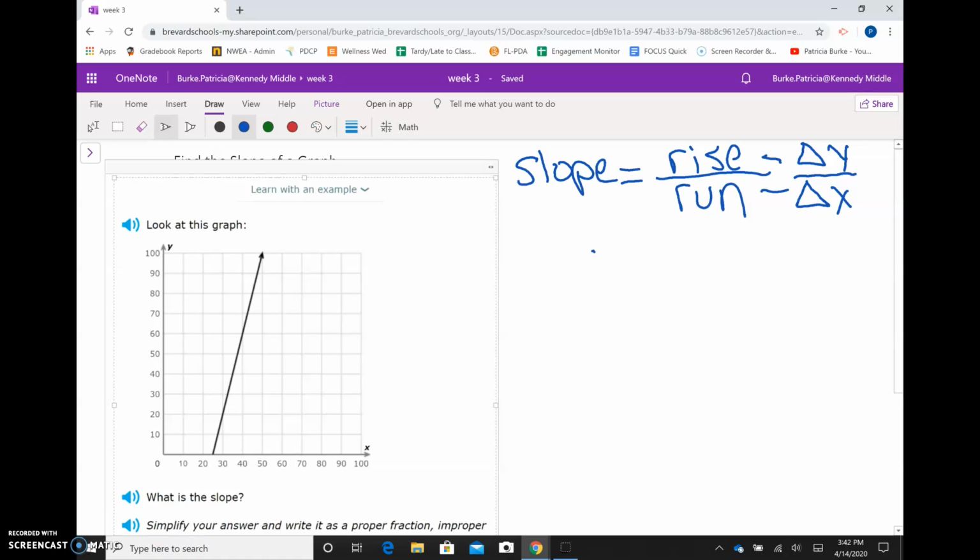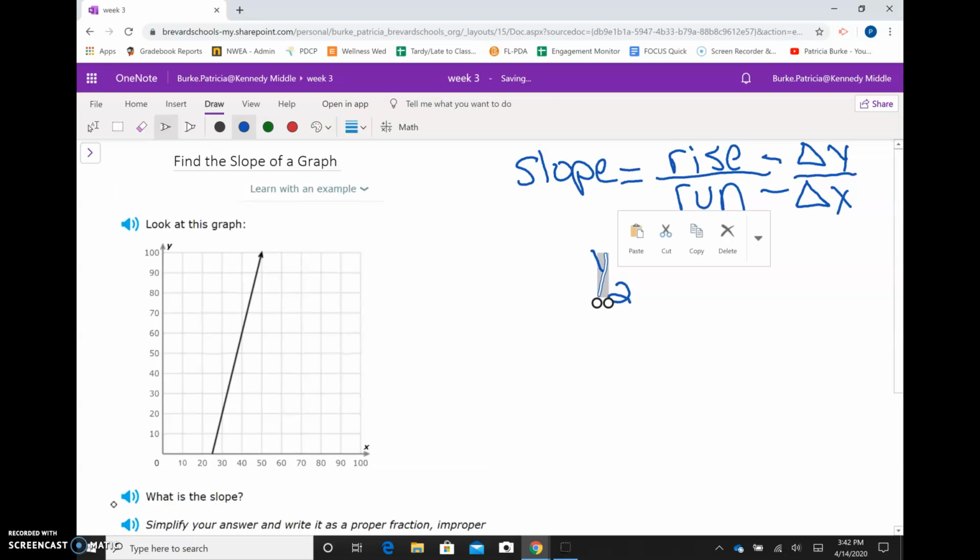So mathematically, what are you doing? You have y2 minus y1 over x2 minus x1. I know many of my 8th graders have nightmares about this formula. Some of you really hate it. Don't use it if you really hate it.